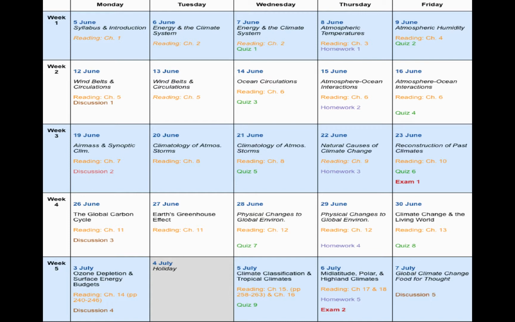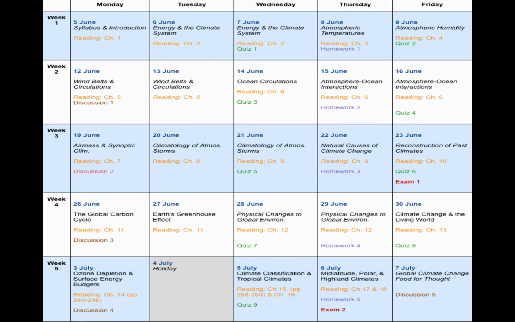Then we get into a little bit of paleoclimate, climate in the past, looking at natural causes of climate change, both present day and in the past, looking at how we reconstruct our ideas of past climates through ice cores, pollens, etc., looking at the global carbon cycle, Earth's greenhouse effect, physical changes to the global environment. This would be things like ice melt or sea level rise, looking at how the living world is responding to climate change, looking at ecosystems, things like that.